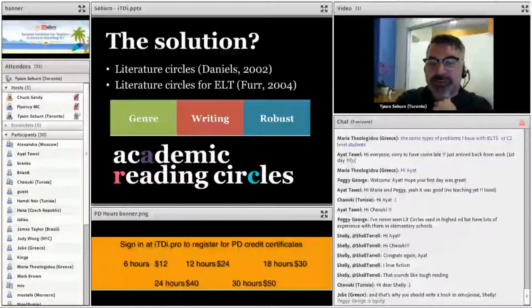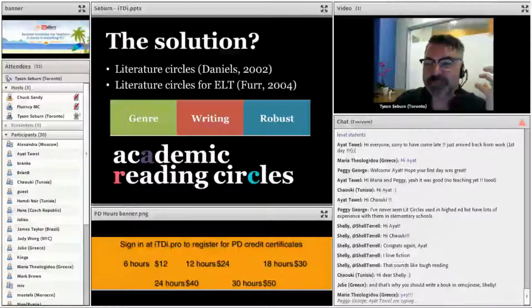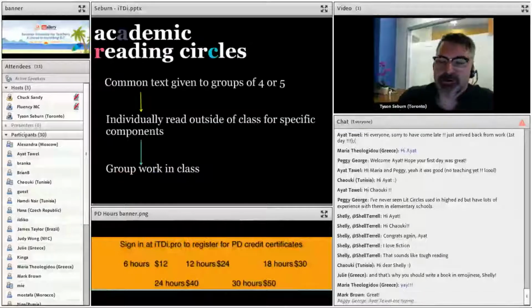So I'm going to talk to you now a little bit more about what those specifically are, and we're going to do a little bit of an activity together, and hopefully you're going to get something from it, and you'll feel like a learner yourself, and you'll be able to apply these ideas to your own class.